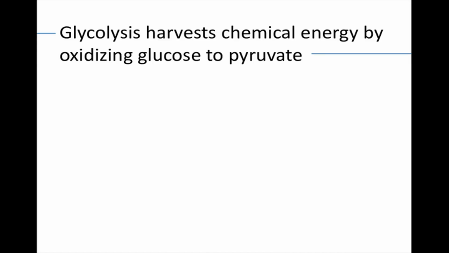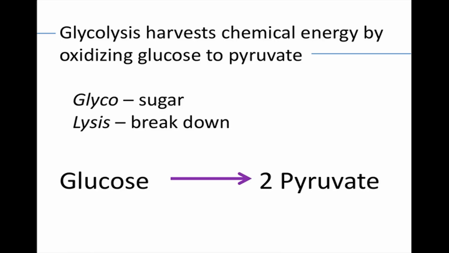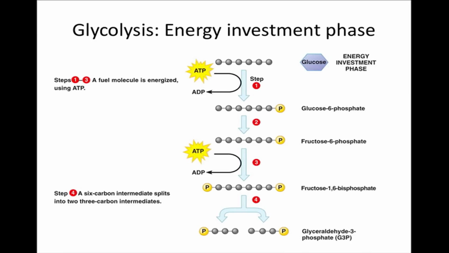Now let's begin discussing glycolysis, the first stage in cellular respiration. Glyco means sugar, while lysis means breakdown. Therefore, glycolysis is the breakdown of glucose, which is a sugar, into two pyruvate molecules. The compounds that form between the initial reactant glucose and the final product pyruvate are known as intermediates.